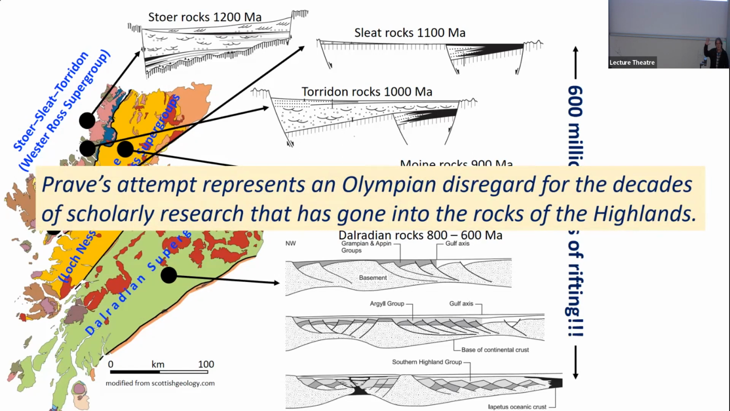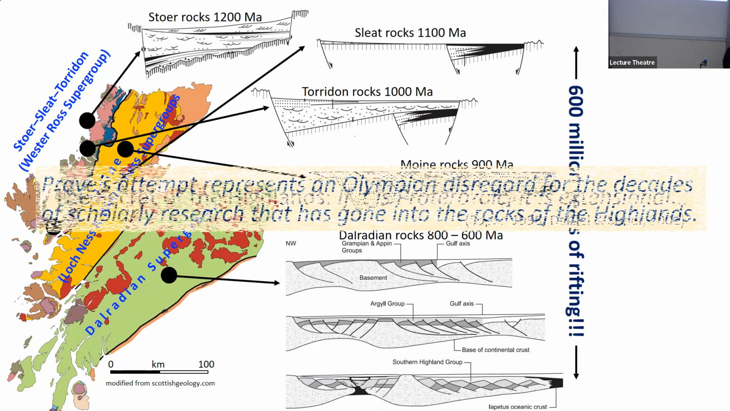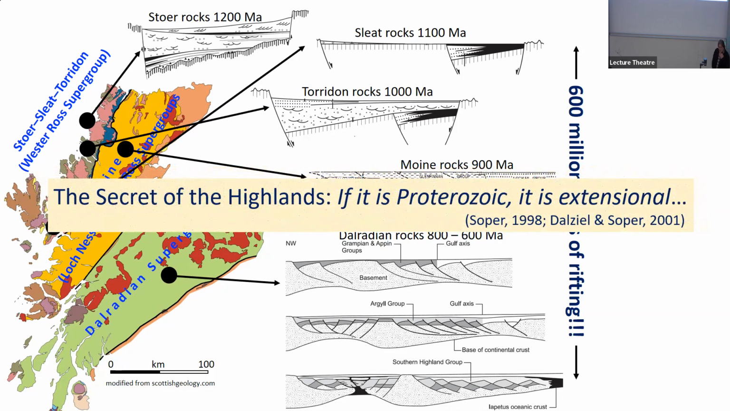Now, I love this. This is poetry. I have this on my door because this was a comment for a rejection of a paper that I had written to try and point out that I didn't think 600 million years of rifting was possible. Yeah, it's wonderful, you know? And the reason for it was because at the time the mantra was that the secret of the Highlands, if it is Proterozoic, it is extensional. And that was the driving mechanism for trying to understand this suite of rocks.